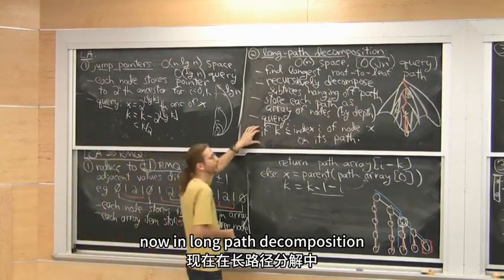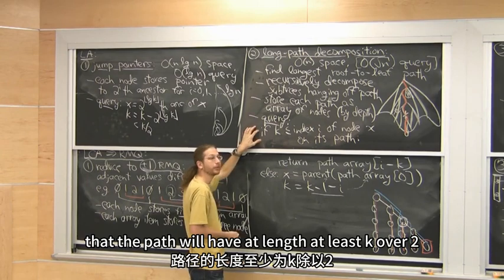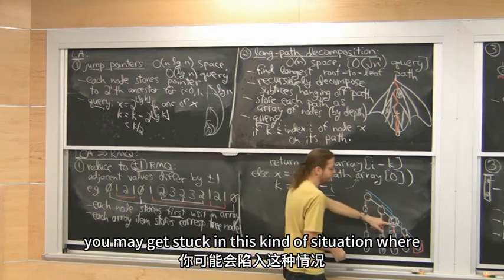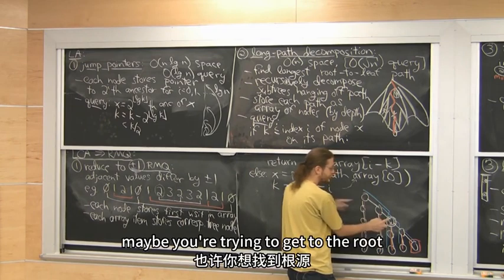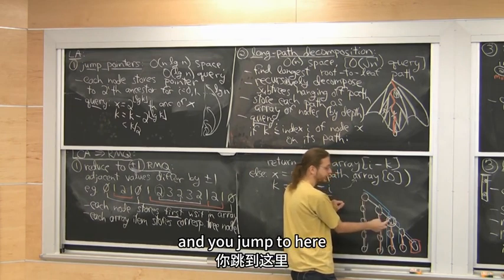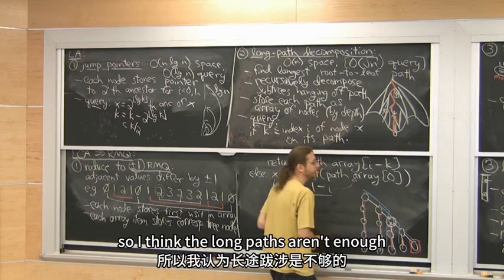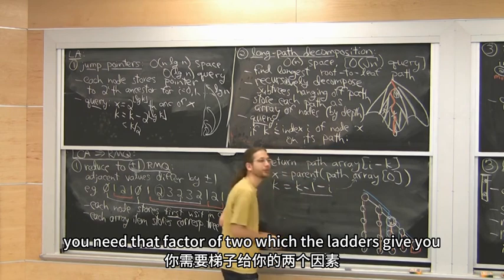Now in long path decomposition, you know that the path will have a length at least k over 2, but you need to get up to k. And so you may get stuck in this kind of situation where maybe you're trying to get to the root and you jump to here, but then you have to walk. So I think the long paths aren't enough. You need that factor of 2, which the ladders give you.